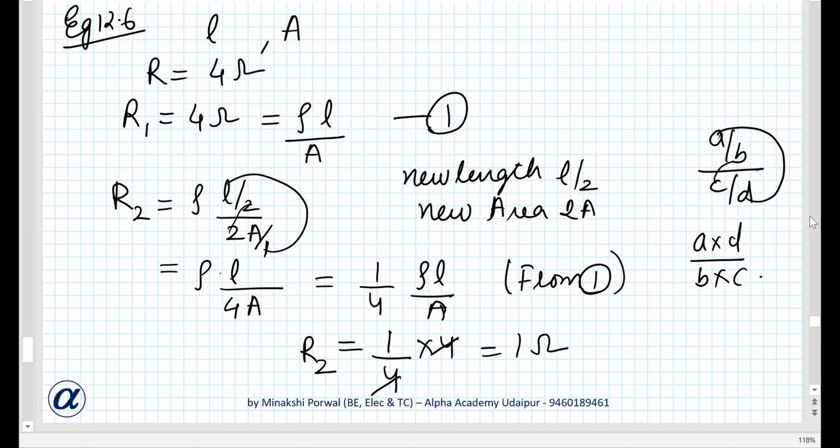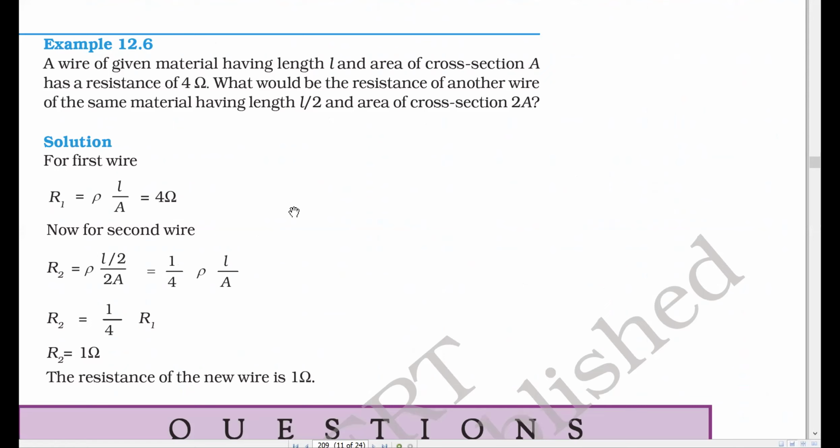Ma'am, how is the new length L upon 2? L upon 2 is given in the question. Look at the question: what would be the resistance of another wire of same material having length L by 2 and area 2A. Can you see? Yes, ma'am. So length L/2 is given and area 2A is given. So the new length is L/2 and the new area becomes 2A. Okay.